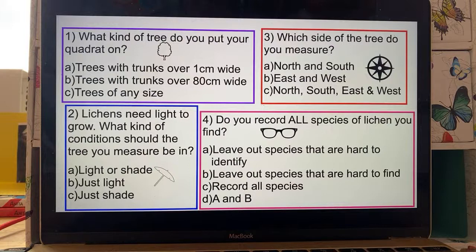The north and the south side, the east and the west side, or the north and the south and the east and the west side? And number 4, do you record all species of lichen that you find? Or are you going to leave any out? Are you going to leave out species that are very difficult to identify? Are you going to leave out species that are hard to find? Are you just going to record all species? Or is it A and B if you want the best result? So have a think about that.